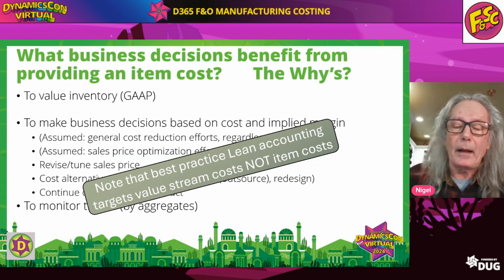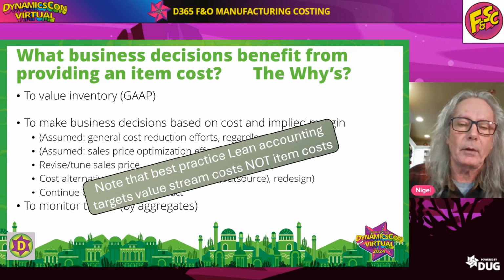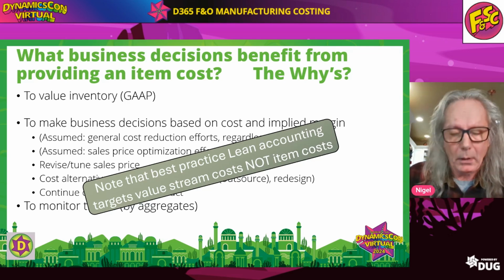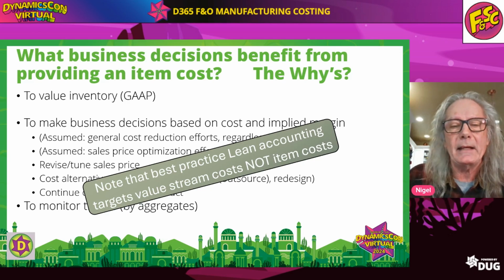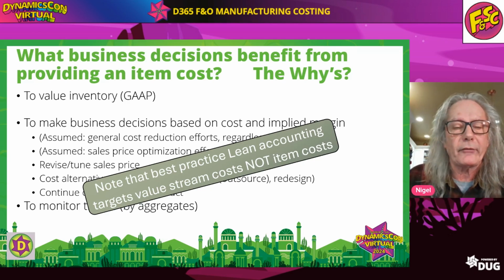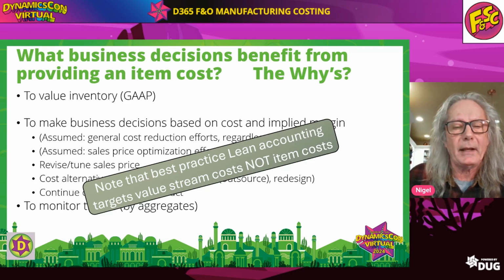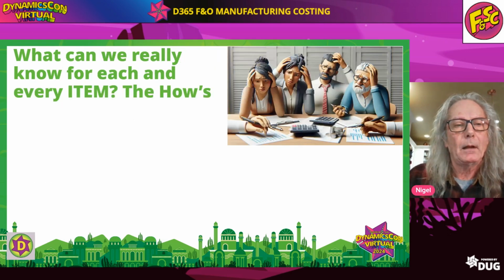This is the only thing I'm going to say about lean accounting in this presentation. If you're using best practice in lean accounting, you actually don't care about the individual item costs. Although everything in Dynamics Lean is standard costed, if you're doing it right, you're actually asking yourself if the value stream is profitable rather than the item. That's for another session one day, but I just want to get that out of the way.